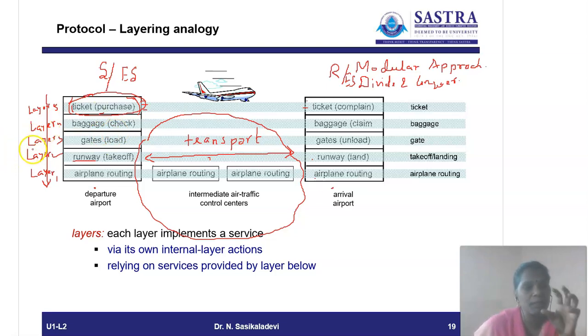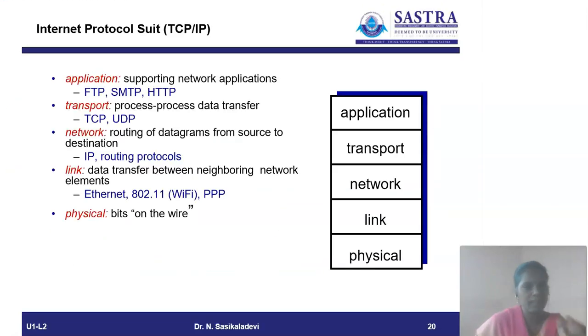We can easily map this example with a real internet protocol suite. Can you understand? Layered architecture example. Yes, ma'am. Okay, so with that we move on to the internet protocol suite. Internet protocol suite is also known as TCP/IP. Technically, it is named TCP/IP, but it's a protocol suite for internet, so it is known as Internet Protocol Suite.